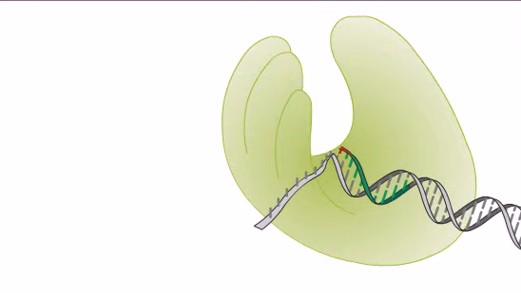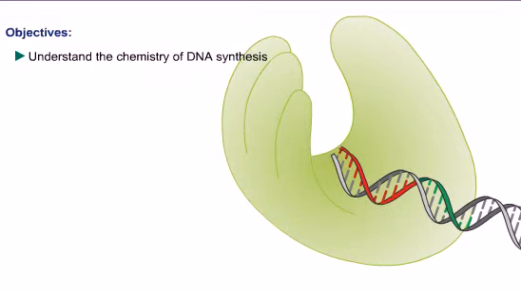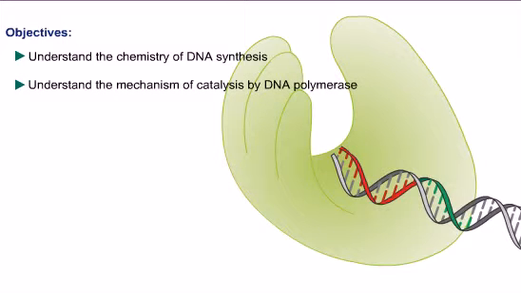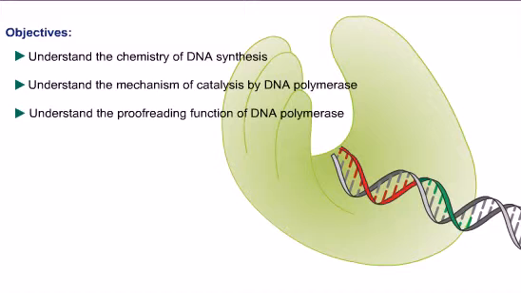In order for genetic information to be passed on from a parent cell to a daughter cell, the parental DNA must be copied into two identical daughter DNA molecules. When you have completed this exercise, you should understand the chemistry of DNA synthesis, understand the mechanism of catalysis by DNA polymerase, and understand the proofreading function of DNA polymerase.